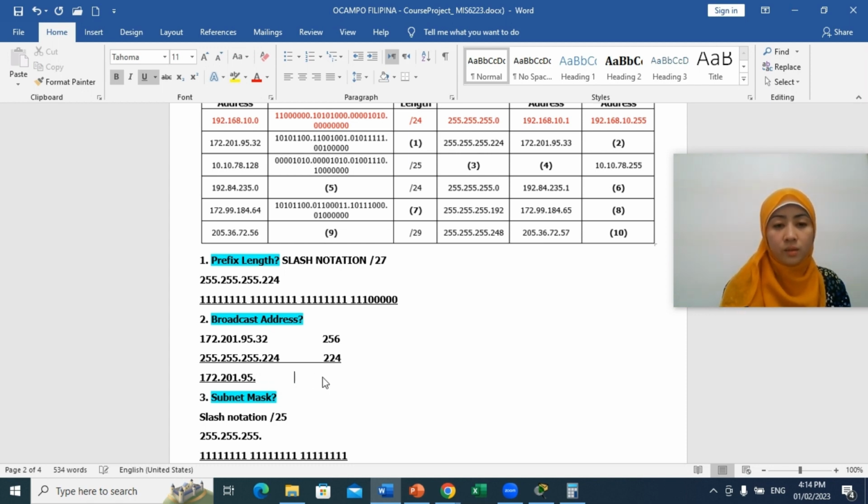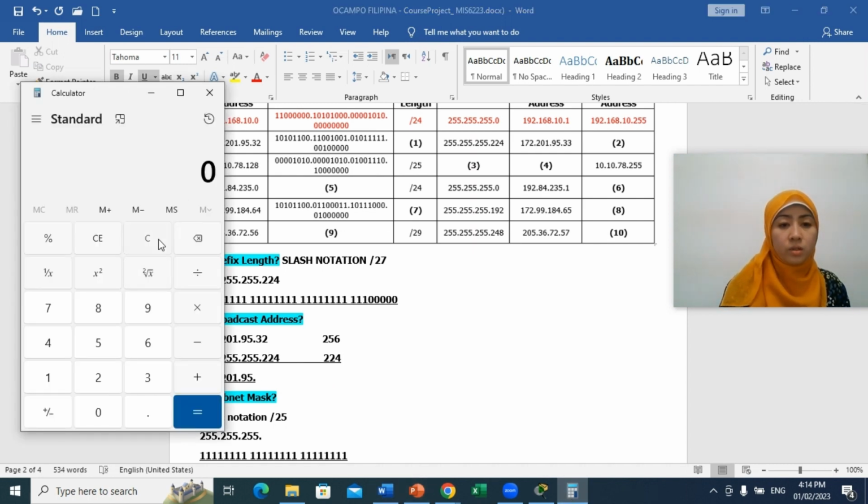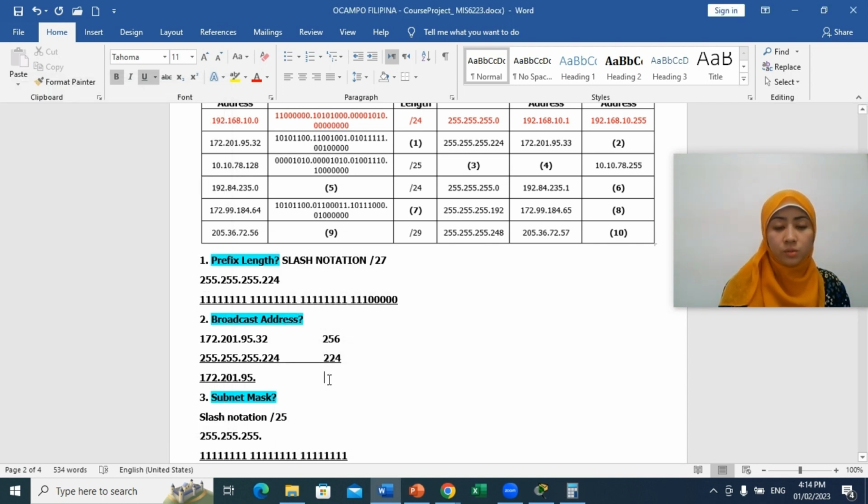So for that, do the calculator. Then 256 minus 2, 4 is equal to 32. So now we have a value of 32. So this 32 is called a funny multiplier. I don't know why they call it a funny multiplier, but we will need this to get the broadcast address.